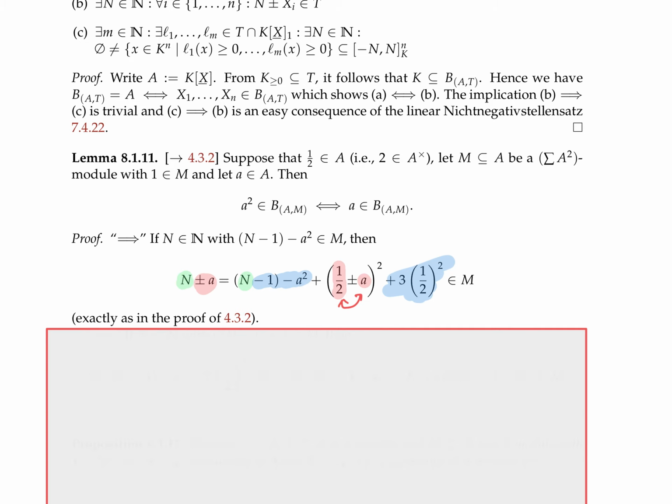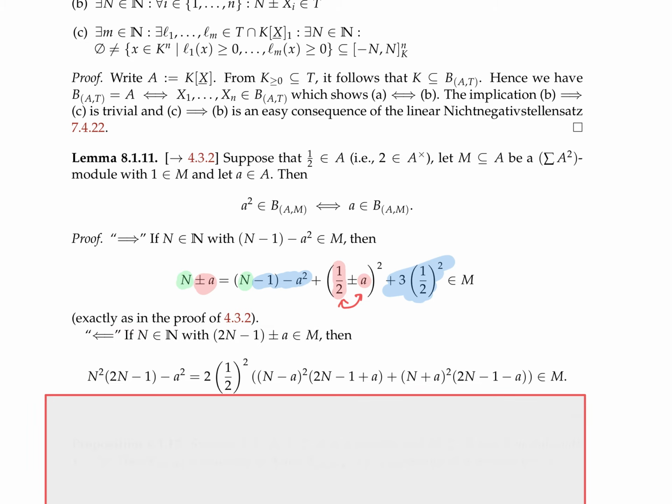For the other direction, if we have n in N with 2n minus 1 plus or minus a lies in M, I can, without loss of generality, take an odd number, because if I have an even number, then I can just add 1, because 1 lies in M. Okay, so if a is bounded, then I get this odd number 2n minus 1 here. And then now it gets a bit tricky, so actually the other direction seems even a bit harder now.